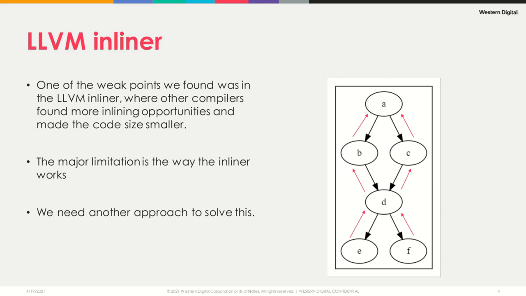But the major limitation that we saw, as I already mentioned, was the way that the LLVM inliner works. The LLVM inliner will go through the whole call graph until the bottom function and start inlining bottom-up, meaning that it will go from A all the way through B, C, D to E and F. Then it will try to inline the E function into the D function. If it succeeded, then it's okay. If not, either way, it will jump to the F function and try to inline it into the D function, and so on until it comes to A.